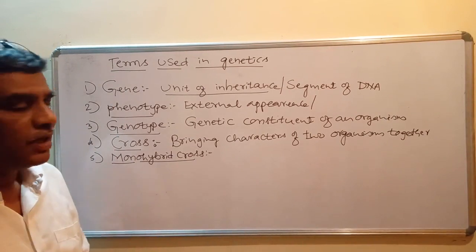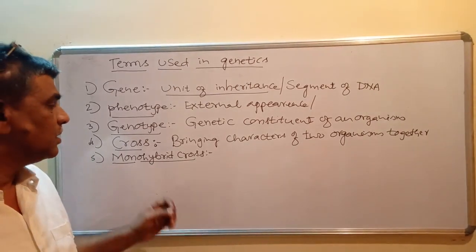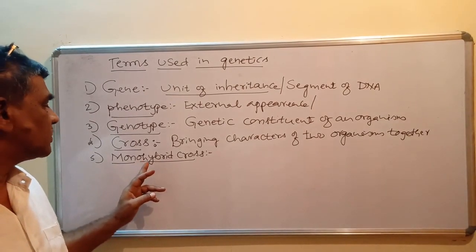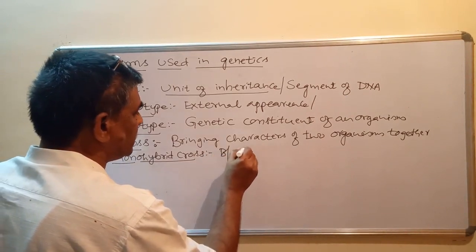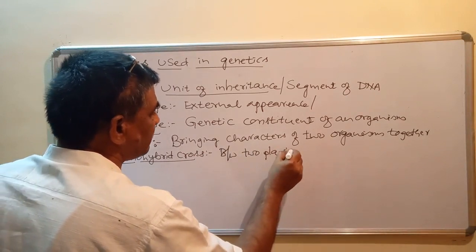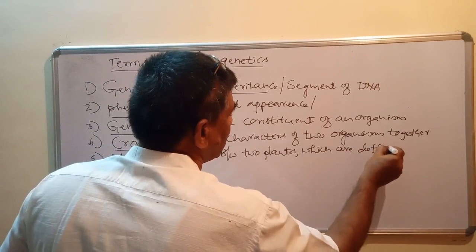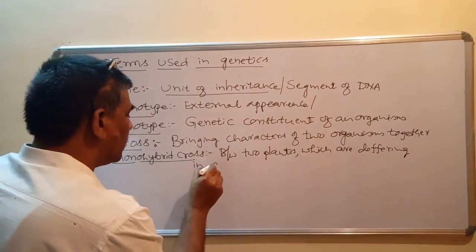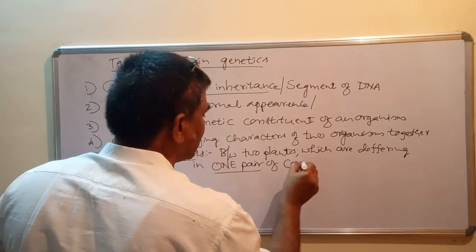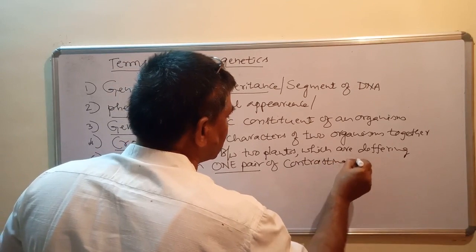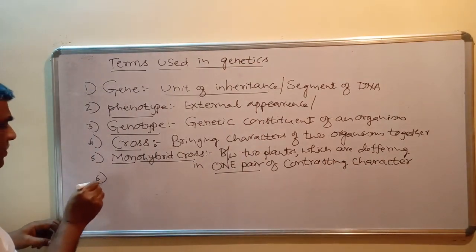Mendel was the first to conduct hybridization experiments, and he studied the process of inheritance, to know about the inheritance of only one characteristic through a cross known as a monohybrid cross. But you can define it as a cross between two plants. A monohybrid cross is a cross between two plants which are differing in one pair of contrasting characters.